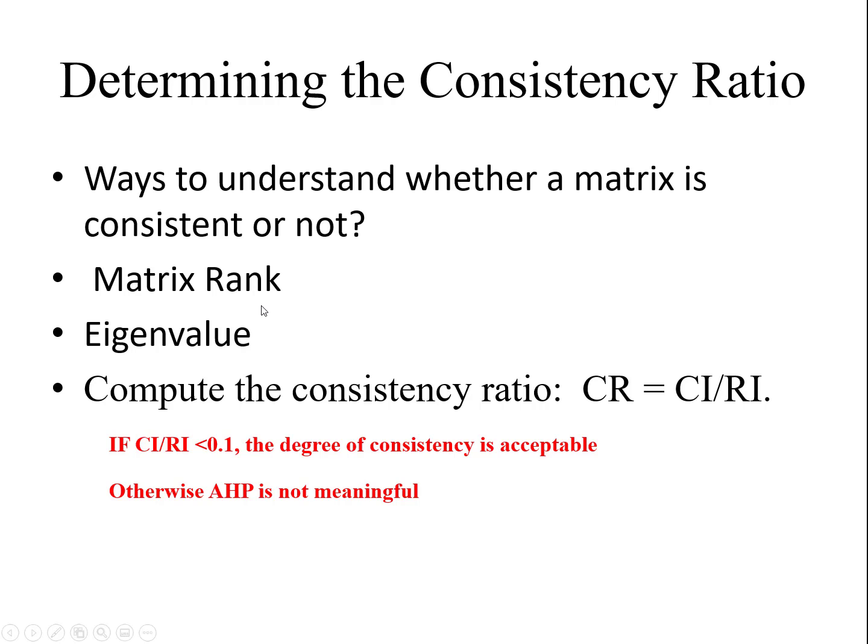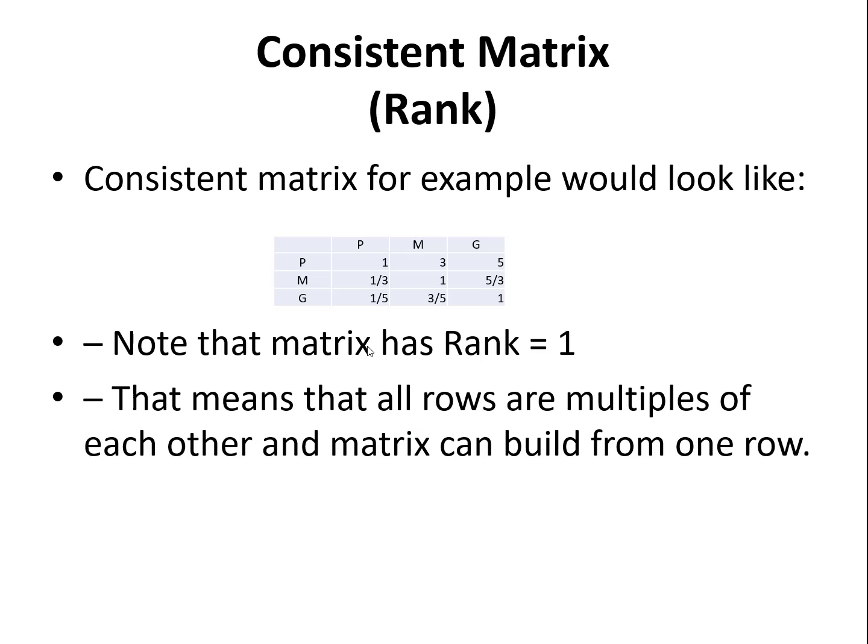There are different techniques and different software available in which you feed the matrix, and when you click, it will calculate the matrix rank. You can also calculate eigenvalues. So with matrix rank and eigenvalues, there are different ways to understand whether a matrix is consistent or not. A consistent matrix, for example, would look like this, and you can see that the matrix has rank 1.